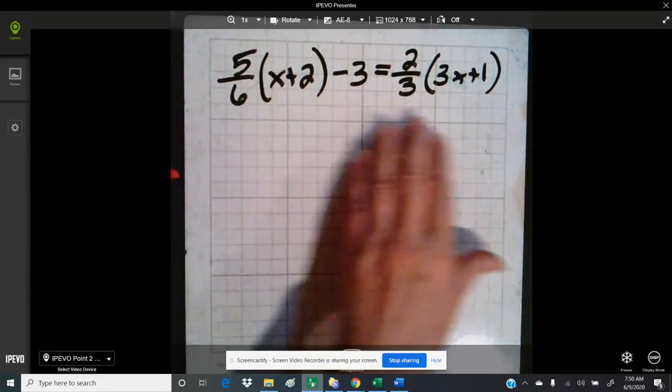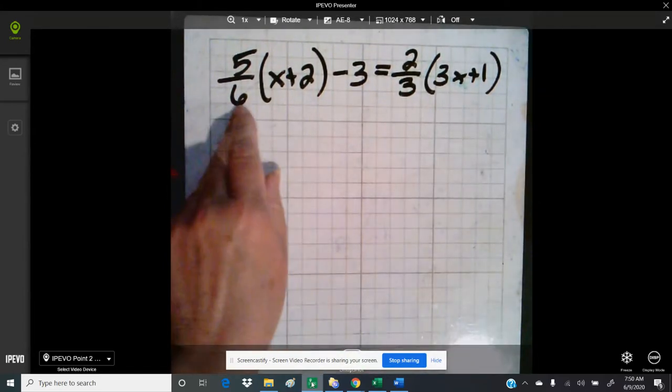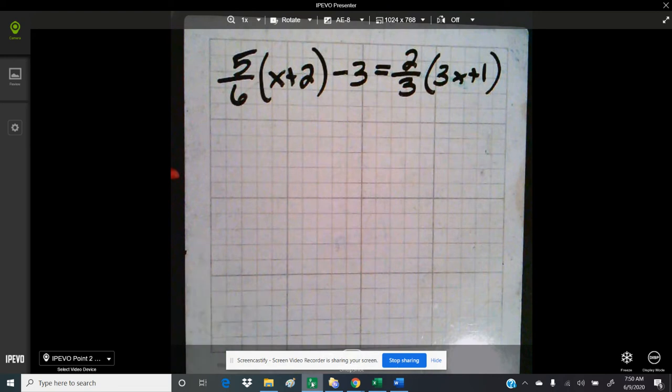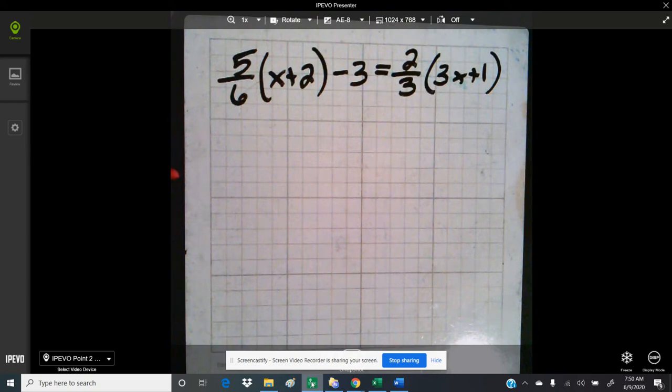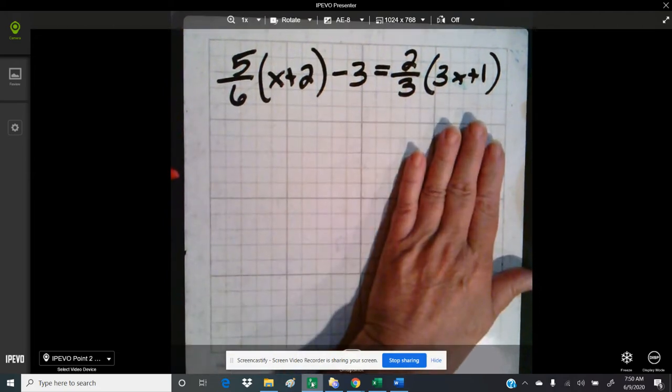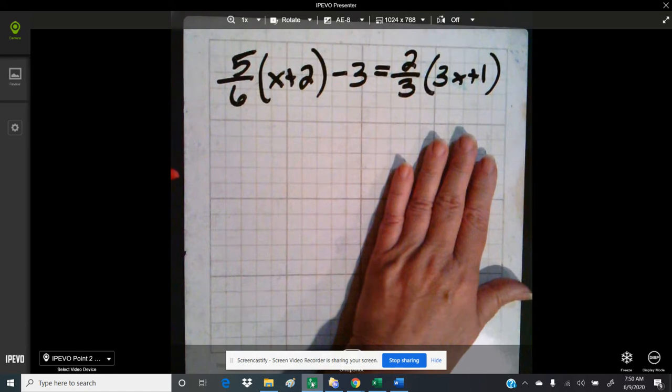When you have equations that have fractions in it, you could just distribute this fraction and go ahead and carry your fractions through. But when students do that, they very often make mistakes because working with fractions is a little trickier than working just simply with whole numbers. So a better choice would be to take a look at this equation and multiply through by a common denominator.